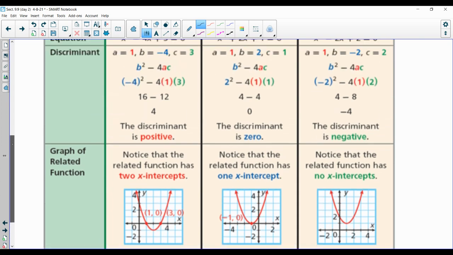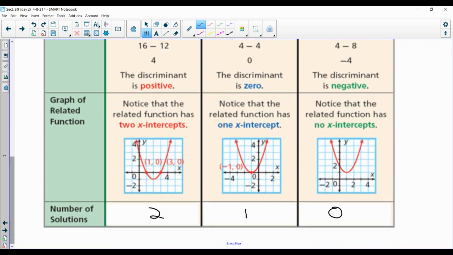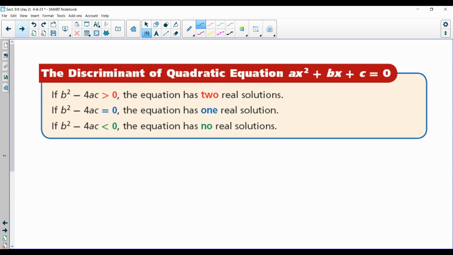a negative. That means there's not an answer that we deal with. You'll deal with how to do those in algebra 2. We don't deal with it yet. So it's just 2, 1, or 0. And all you're doing is asking, is the discriminant positive or is it negative? This is just kind of a summary.